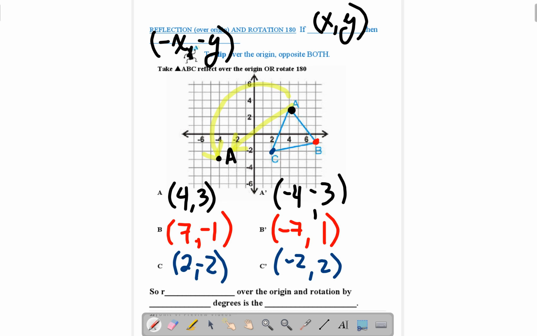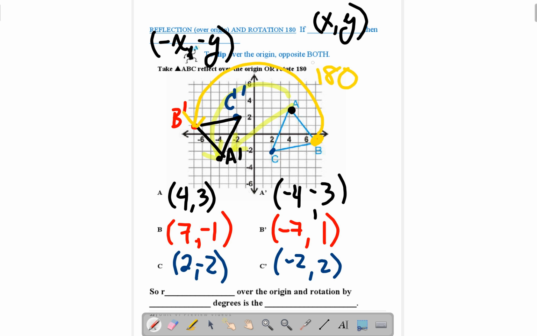There's your A. There's your B prime, A prime, and C prime. How do you know if you're correct? Choose any 2 points, and let's check. Let's try our B's. Ready? Sweep the B's. Oh, looky there.